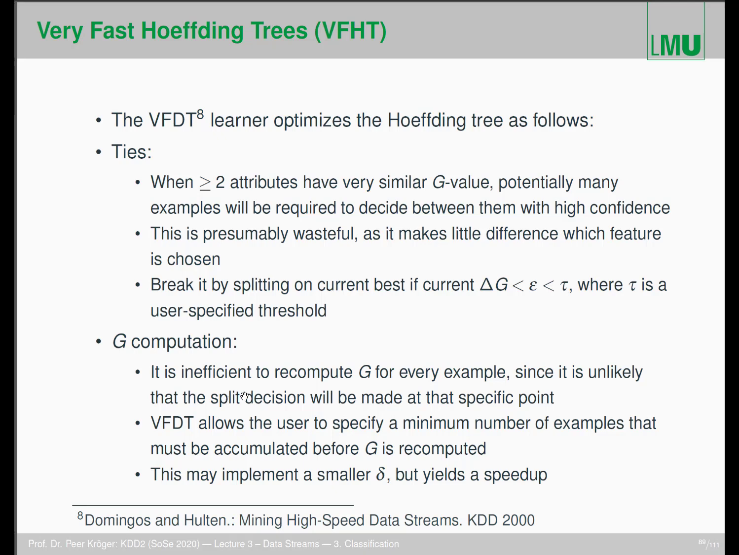Also, to make it a little bit faster, the G computation is sped up by the following idea. It's inefficient to recompute G for every new sample approaching, because it's quite unlikely that the split decision will be made at that specific point. So this variant allows the user to specify a minimum number of examples that must be seen at one node before G is recomputed. This may imply a smaller delta, because we probably break the delta boundary before G is recomputed, but we don't care, because it yields a speed up, and we make the same decision anyway, but faster, and with a higher confidence even.